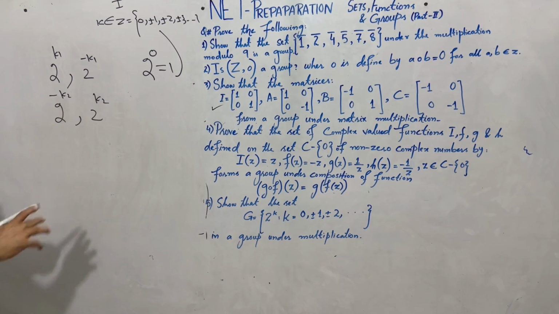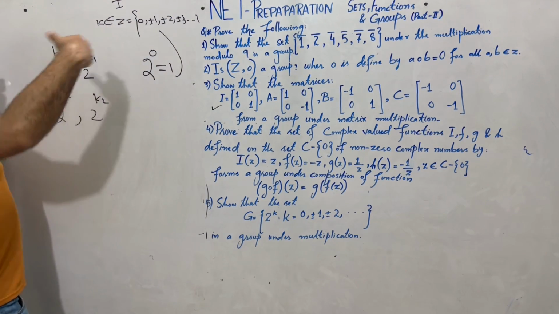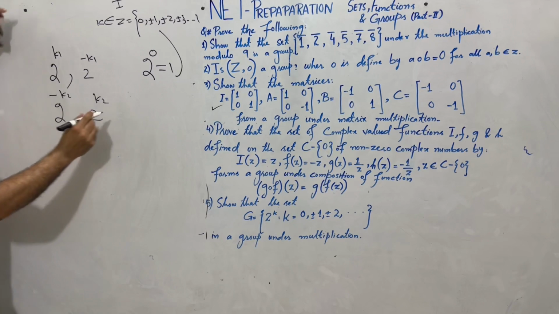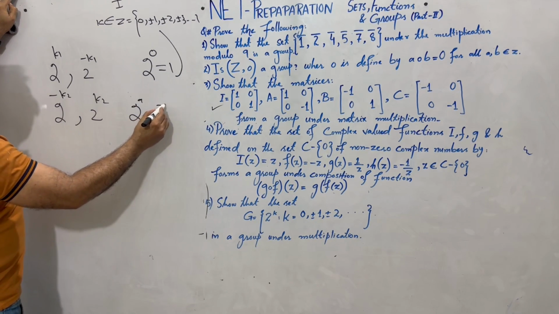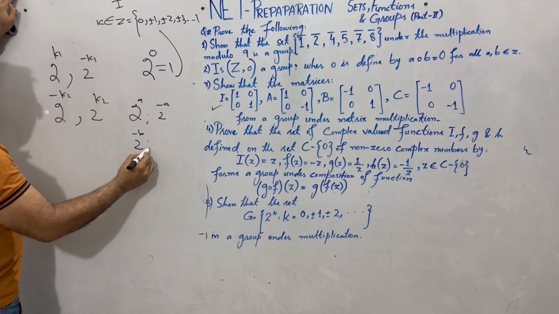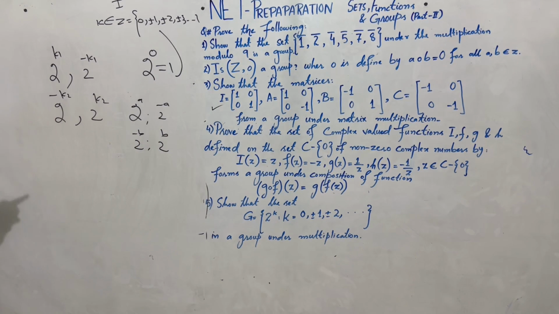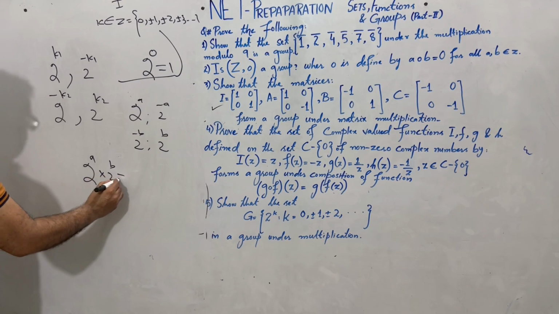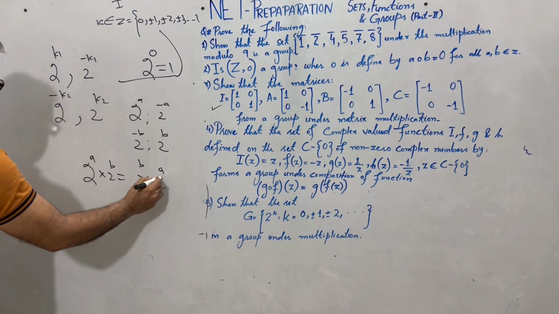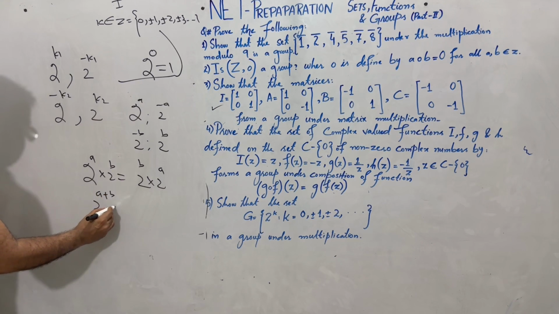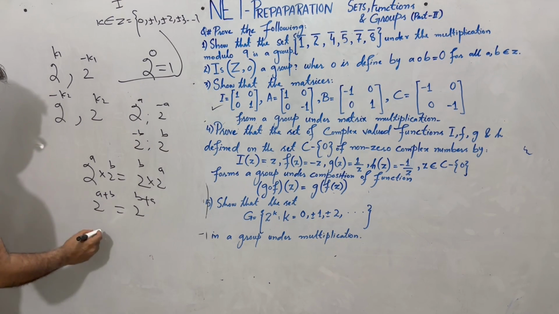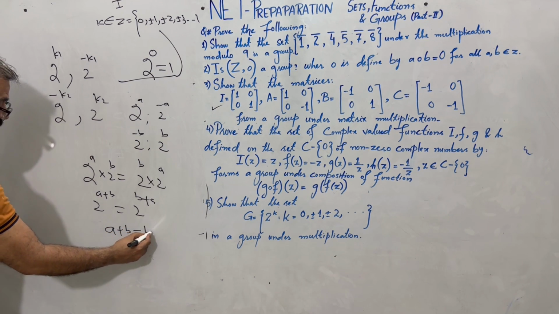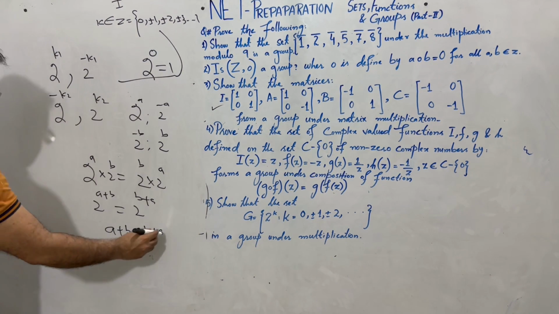Each element has an inverse because we have plus minus 1, plus minus 2, plus minus 3, plus minus 4, and so on. Inverse of 2 raised a is 2 raised negative a. Inverse of 2 raised negative b is 2 raised positive b. Each element has an inverse, it's unique, it's closed, it has identity, and it also satisfies the commutative property. 2 raised a times 2 raised b is equal to 2 raised b times 2 raised a. It will become 2 raised a plus b is equal to 2 raised b plus a. In case of integers, a plus b is equal to b plus a.